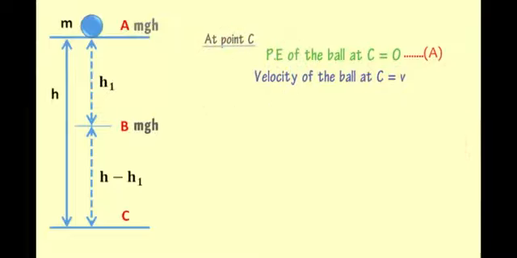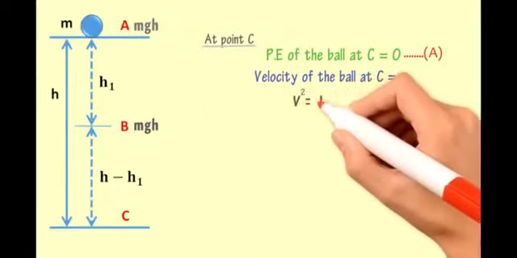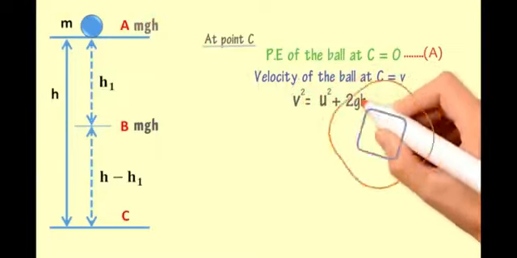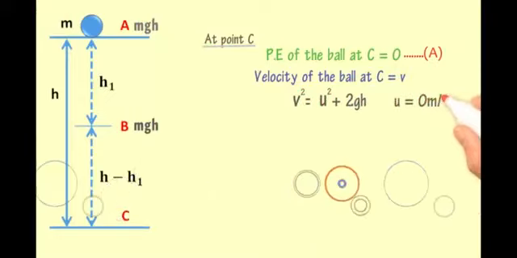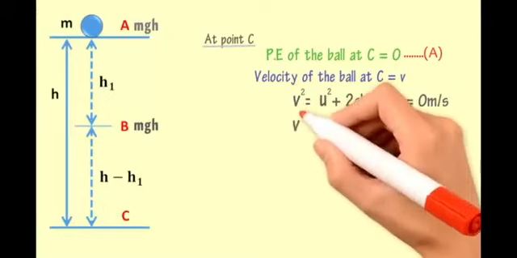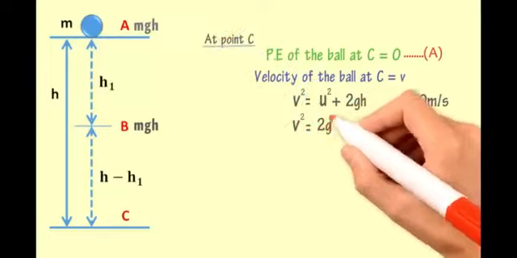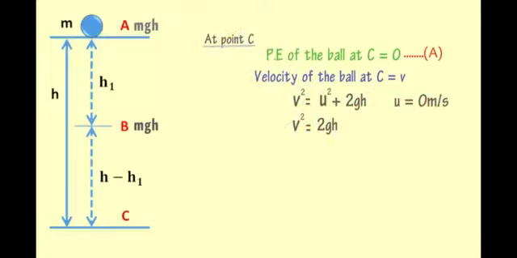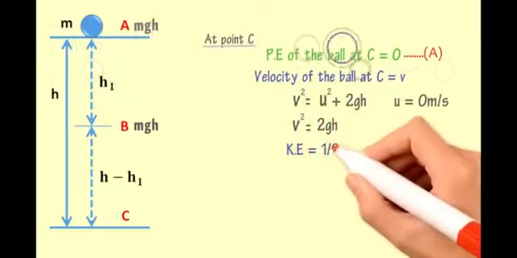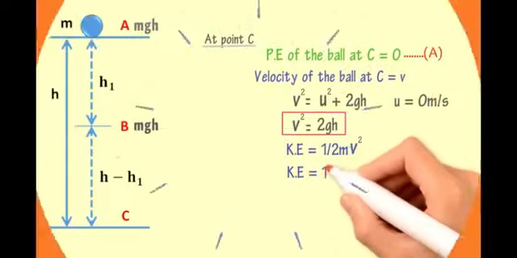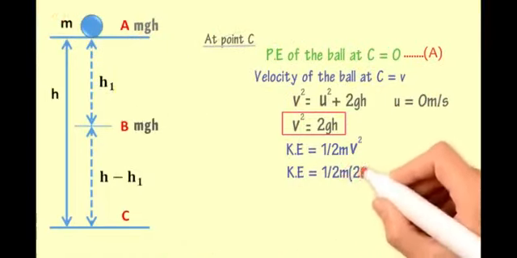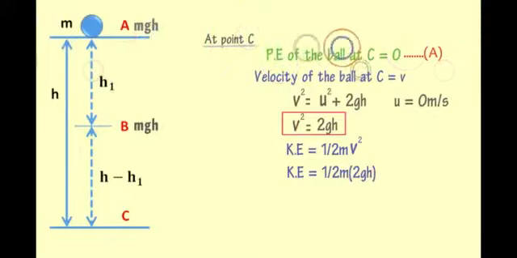Now according to the third equation of motion, v square is equal to u square plus 2gh. Again the initial velocity u is equal to 0 meter per second. Hence v square is equal to 2gh. We know that kinetic energy is equal to 1 by 2 mv square. Now put the value of v in kinetic energy. Thus kinetic energy is equal to 1 by 2 m times 2gh. Hence kinetic energy is equal to mgh.